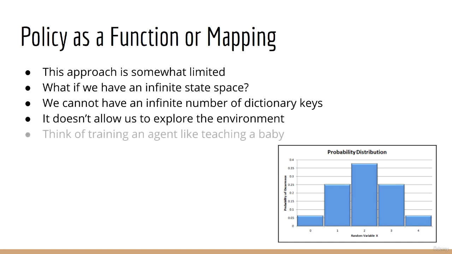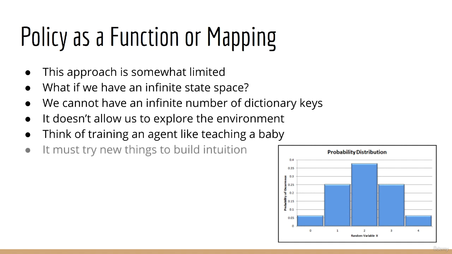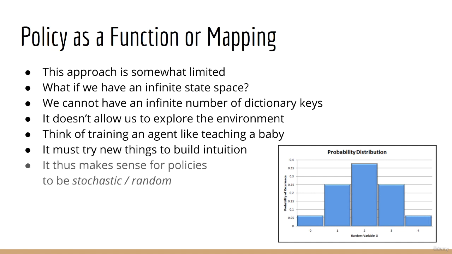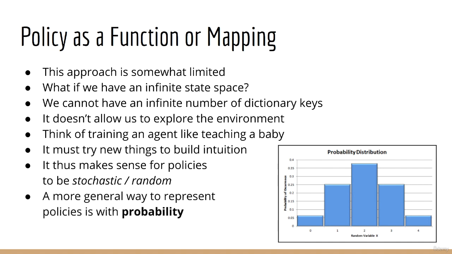Think of training your agent like teaching a baby. At first, a baby knows nothing. It must try new things in order to figure out how the world works and build up its intuition. A reinforcement learning agent is the same way. If it has a fixed policy and it only does the same thing all the time, then it can't gain new experiences. Thus, it makes sense for policies to be stochastic. Stochastic is just a fancy word for random. In other words, a more general way to represent policies is to represent them as probabilities.